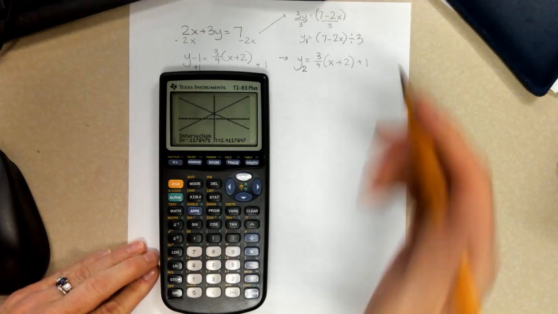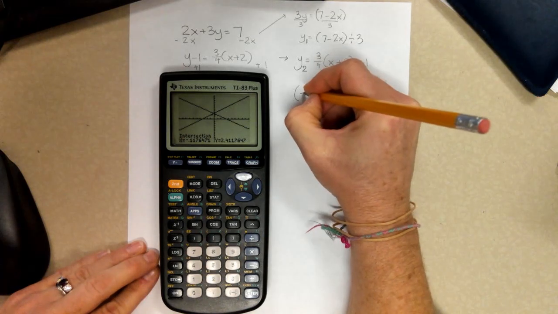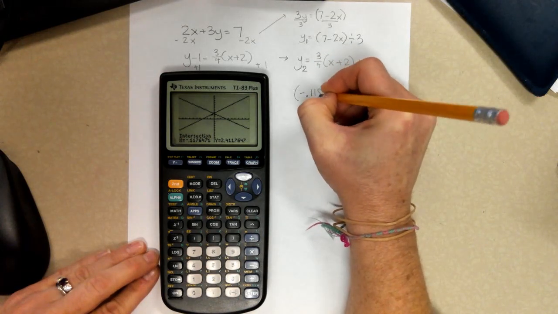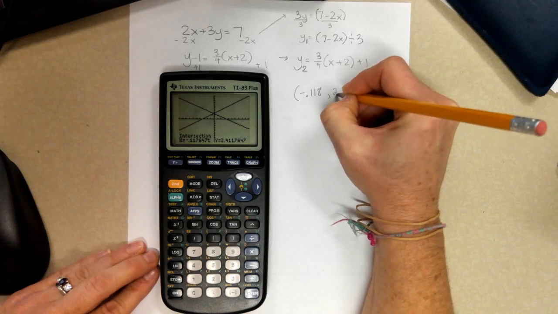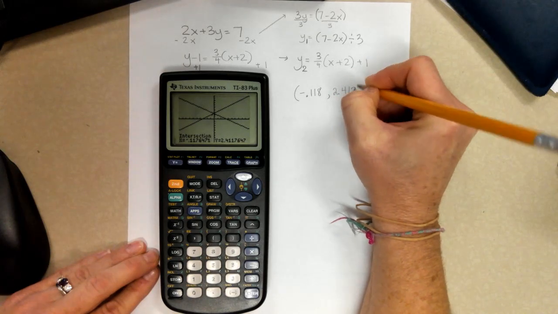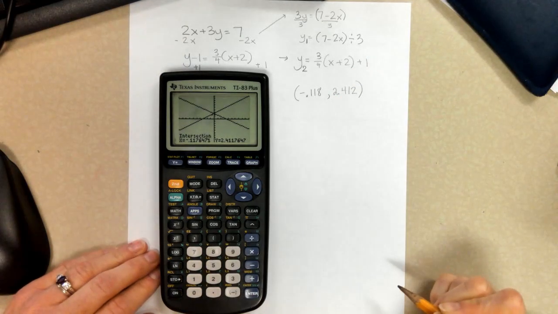Remember, it's a solution to a system, so you want to know both the x and the y. So there's my x, here's my y, I write it as a point, and there's my answer.